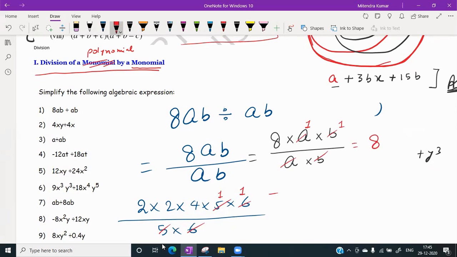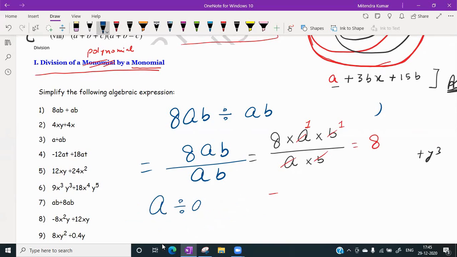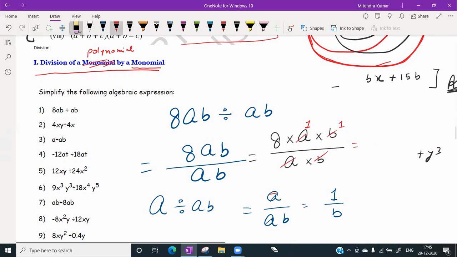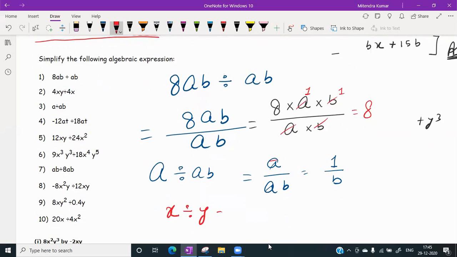Is it clear? Any doubt? This is very simple. If I ask to divide A by AB, that means you have to divide A with AB. This A will get cancelled out. You will get 1 in the numerator and B in the denominator. If I ask to divide x by y, then further simplification is not possible since there are no like terms, so you have to write it like this only. We cannot simplify this further, this will be the answer.